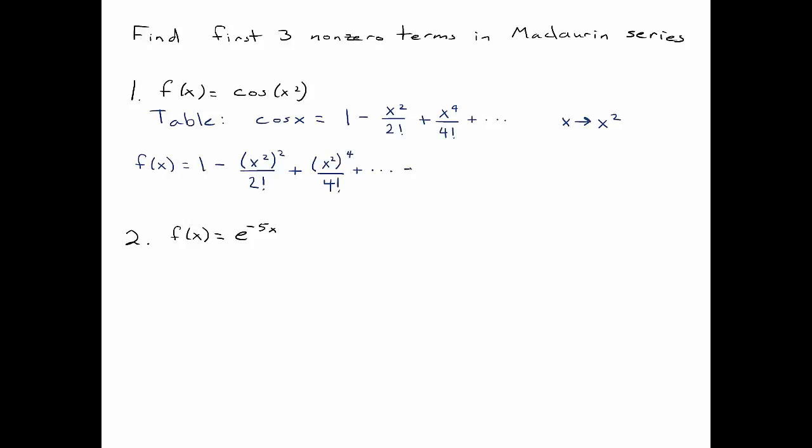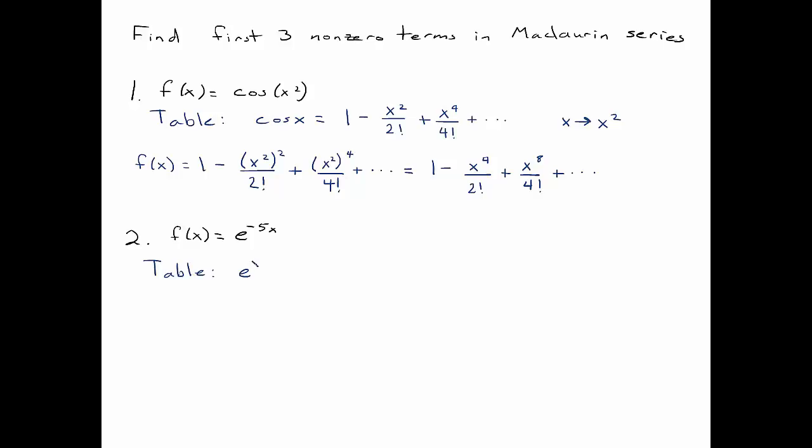So let's simplify this. Okay, so our second non-zero term is x to the fourth power, and our third non-zero term is x to the eighth power. And you can see if you tried to do this the long way, that means you'd have to go to the eighth derivative to calculate this out. So it really is a lot faster to use this shortcut. Okay, let's do the next one.